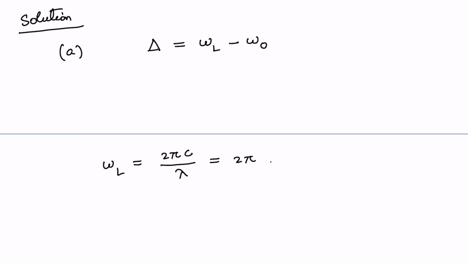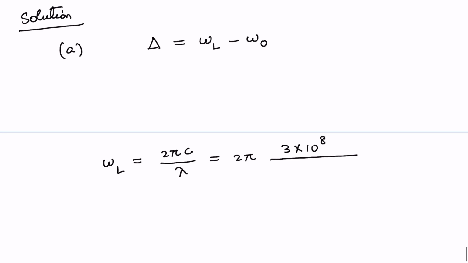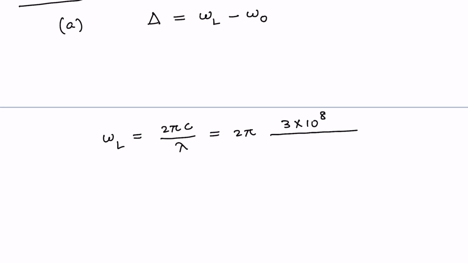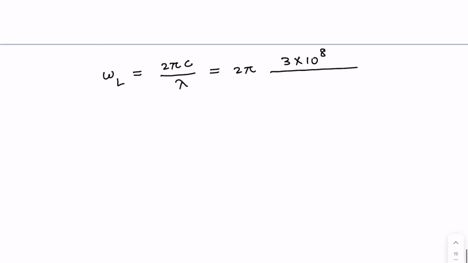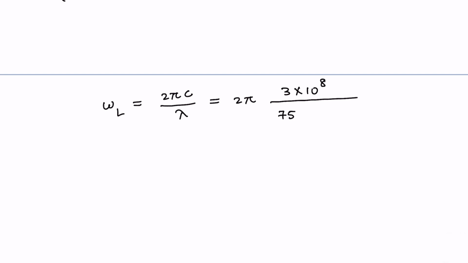2 pi c, where c is the speed of light, that is 3 into 10 to the power 8 meter per second, and lambda is 750 nanometer, right? That is what is given. Lambda is equal to 750 nanometer. That means it is 750 into 10 to the power minus 9. And if you actually do the maths, omega L, you are going to get it as 2 pi into 4 into 10 to the power 14. Okay, please do it carefully. This is what you should get.